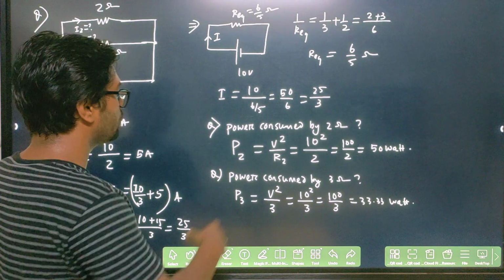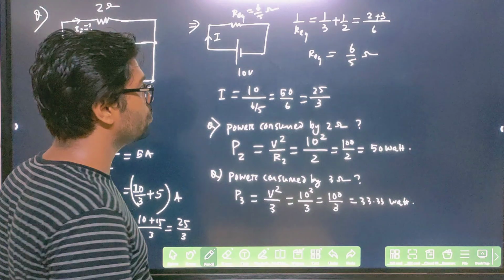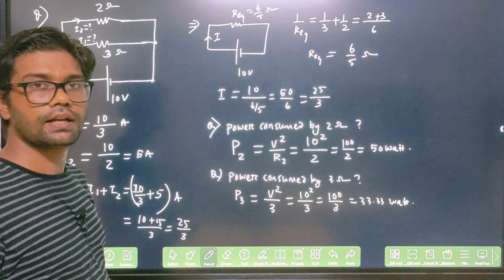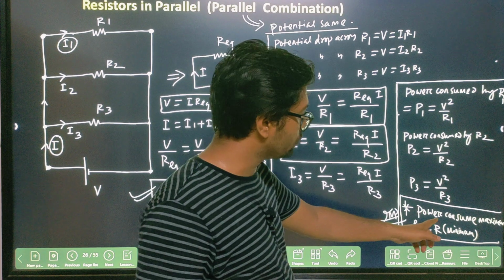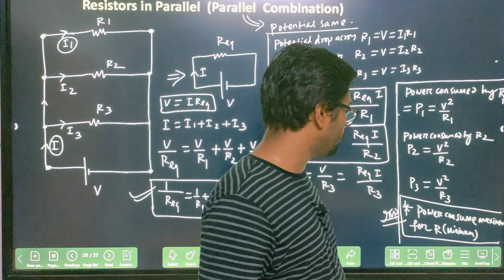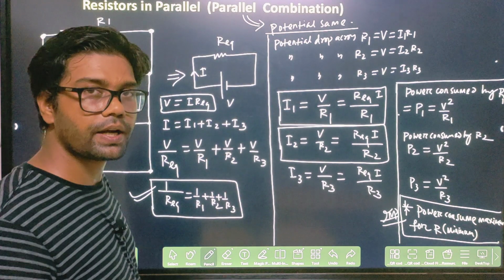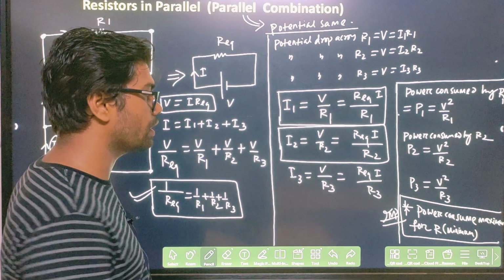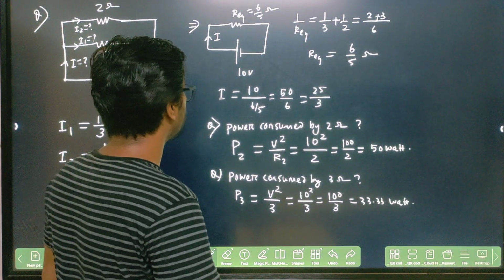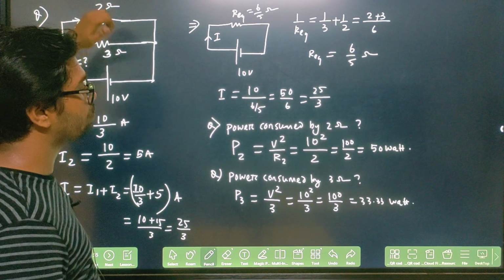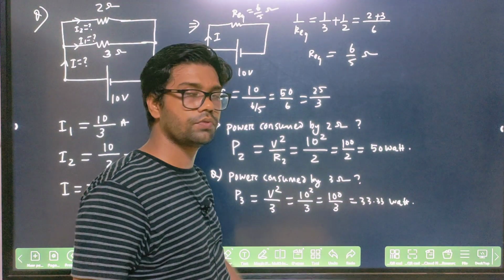You see here, which one is consuming more power? You will say that the 2 ohm resistor is consuming more power, because the 2 ohm resistor has less resistance value. You see here that power consumed is maximum for R minimum, right? Power consumed by the resistor will be maximum when the resistance is minimum. So you see here, the minimum resistance between these two is 2 ohm, so it will consume more power. Clear? This will be 50 watt.